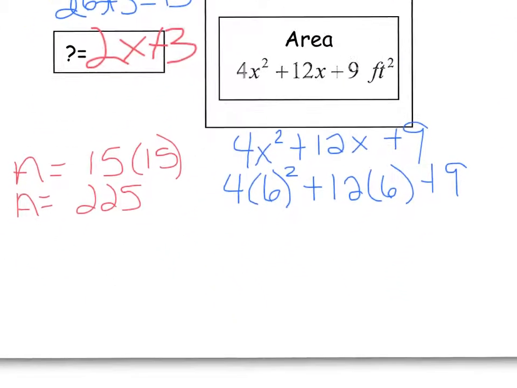Don't forget you have to do the exponent first here. So we have 6 squared is 36. 4 times 36 is 144.